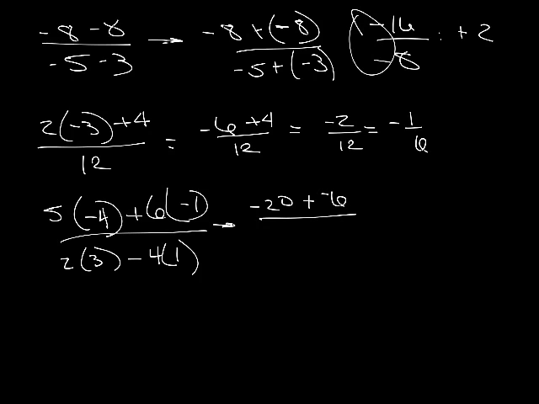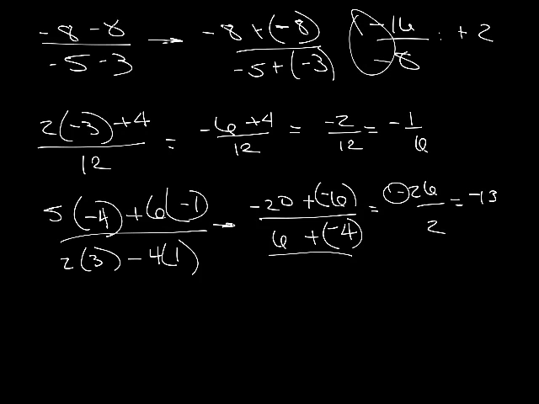Okay, so 6 times negative 1 is negative 6. 2 times 3 is 6. Negative 4 times 1 is negative 4. But we'll change that to that. 2 numbers, signs are the same, we add. Signs are different, we take the difference, put the sign of the largest one on there. 26 over 2 is 13, and because we have one negative, our answer is going to be negative.